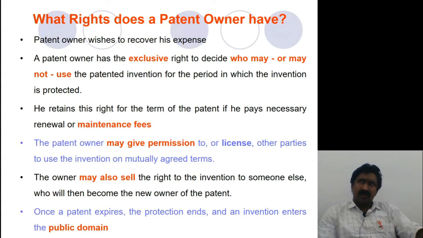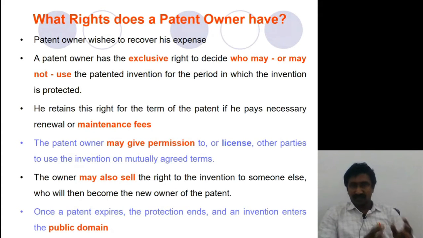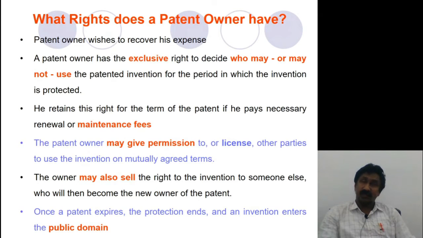So the owner of the patent may also sell the right of the invention to someone else, just like any other property, like a physical or tangible property, like a car or a house or land, which we can sell. The intellectual property in the form of a patent can be sold to someone else. Once you sell the patent, the new owner who bought it will be the exclusive owner of that patent. So the patent can be sold to other persons with a price.